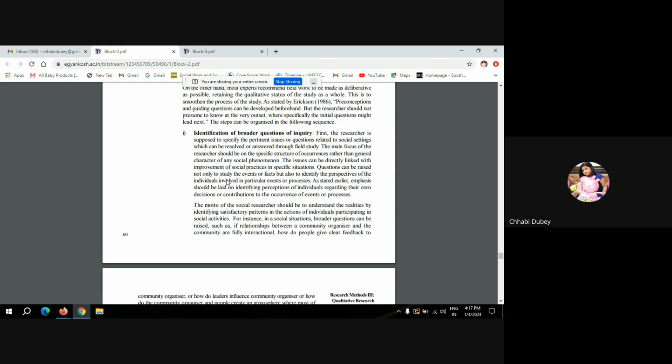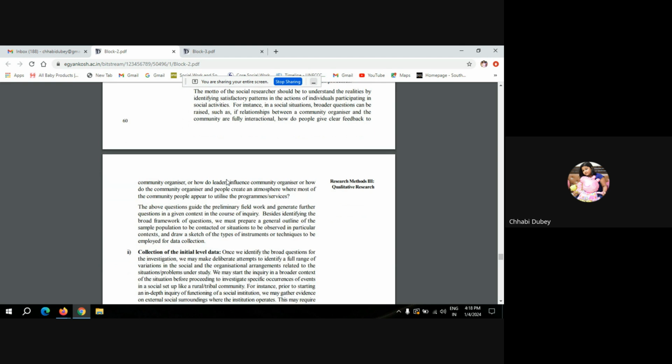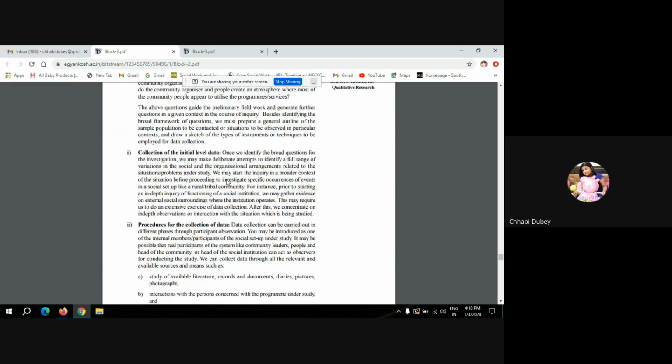Second would be collection of the initial level data. Once we know the questions in our mind, we are going to collect the initial data. This would be generally taken from the people who would be a part of the inquiry. And there are different data collection methods, like we've already seen. There can be group discussions, focus group discussions, unstructured interviews, informal interviews, and observations which we use in collecting the initial level data.